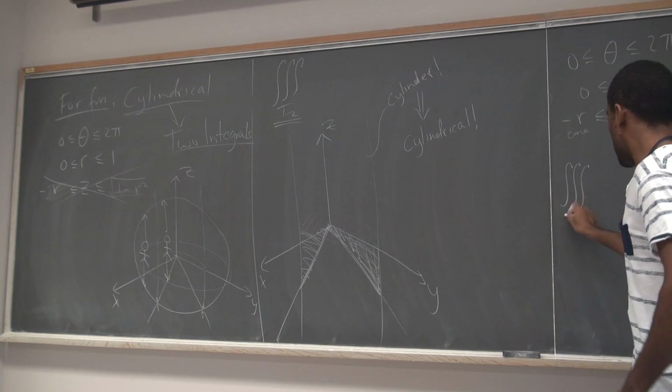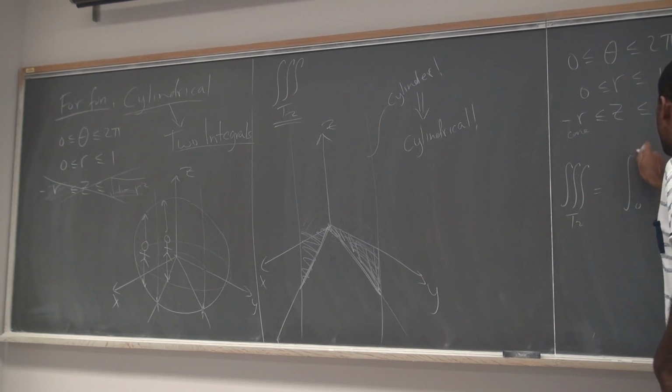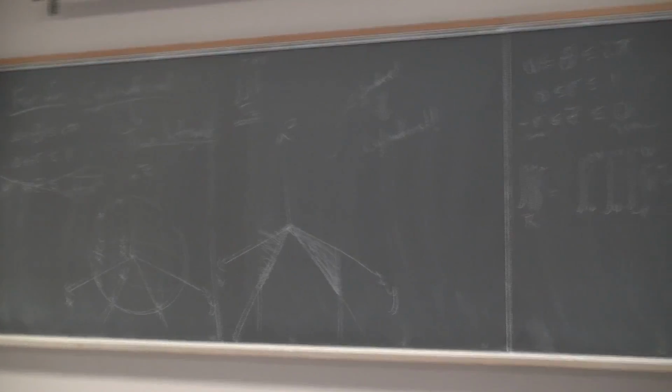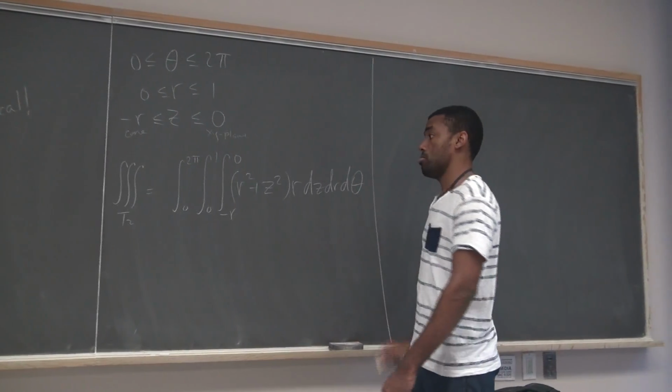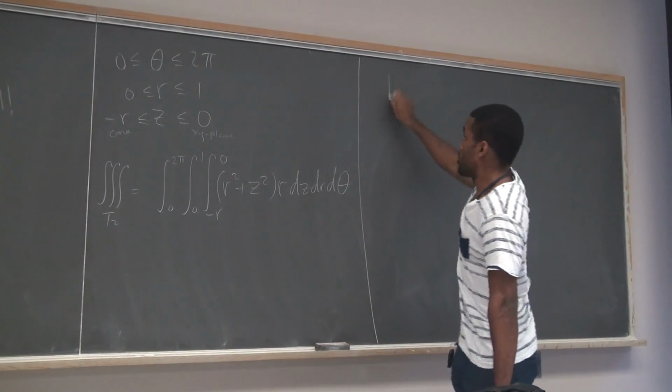So the integral set up for T2 is just going to be 0 to 2 pi, 0 to 1, minus r to 0. What does x squared plus y squared plus z squared become? R squared plus z squared times, what's my dv? Already did. R dz dr d theta. So triple integral. So that would be the setup. For fun, circle.